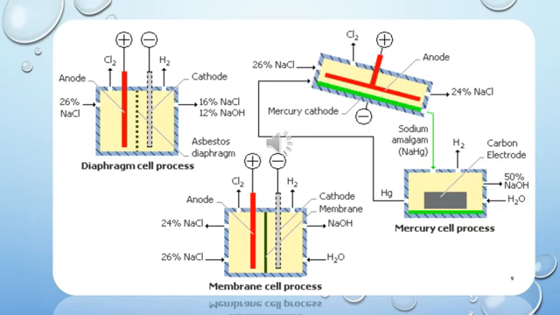So students, here is the representation of three cell processes: diaphragm cell process, membrane cell process, and the Mercury cell process.